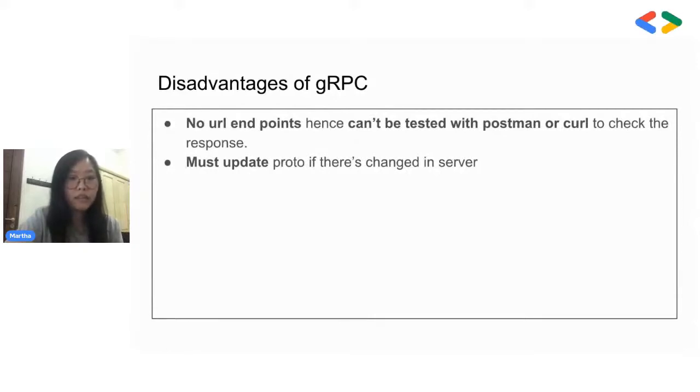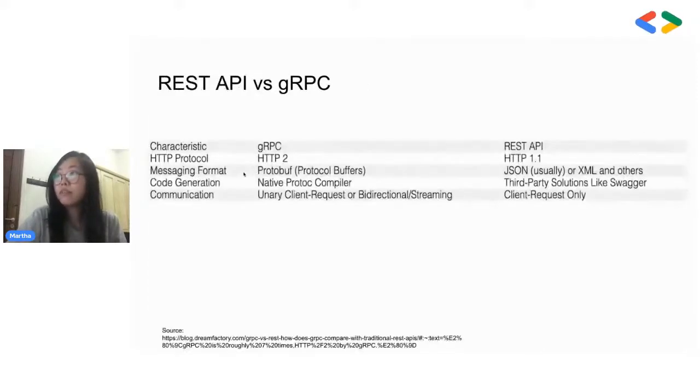The second is you must update the proto if there are changes in the server. Let's say in the backend there is a change in the proto file, maybe a data type or the name of fields. From the backend, they have to send an updated proto to the front end or mobile apps. So this is the difference between REST API and gRPC.